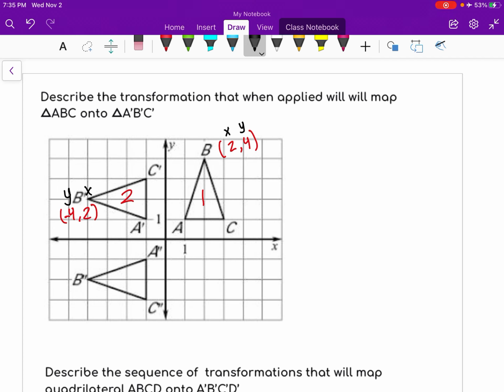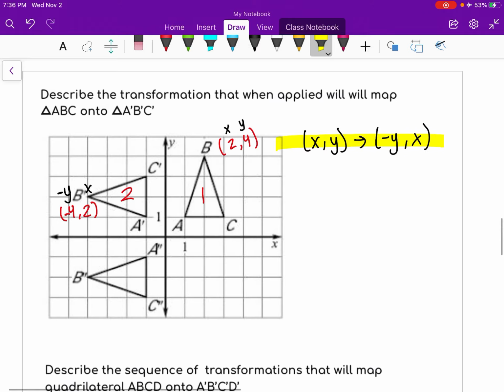But that's not the only thing that's happened here. The 4 turned from a positive into a negative. So the rule that we're going to use here is negative y, positive x. This is actually symbolic of a rotation. Now let's move on to the next question.